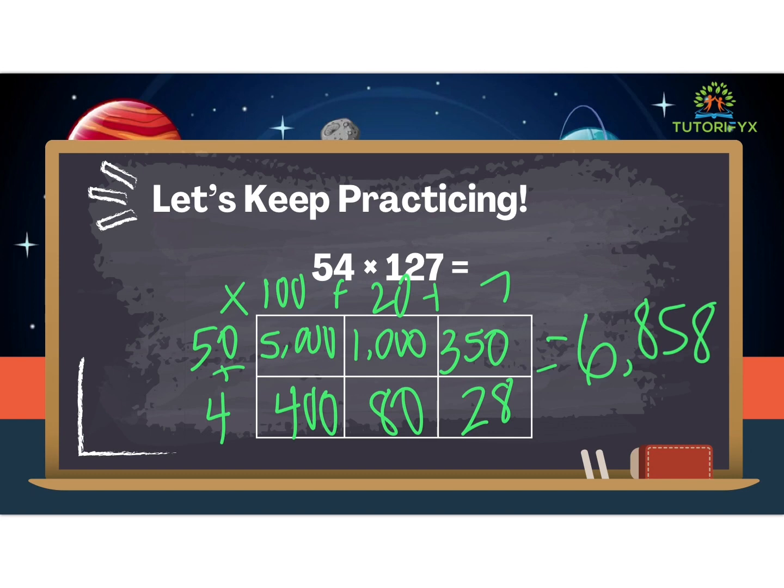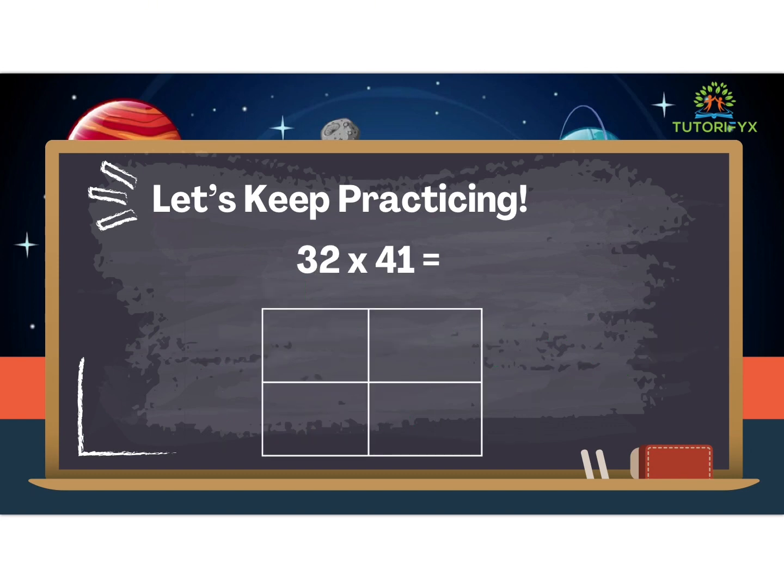Let's keep going. For the last area model equation, we're going to finish off with multiplying 2 digits by 2 digits. It's the same rule. The first thing you should do is decompose the two numbers. Well, 32. What's the value of the 3? 30. Plus the value of the 2 is 2. Then 41, the value of the 4 is 40. Plus the 1.